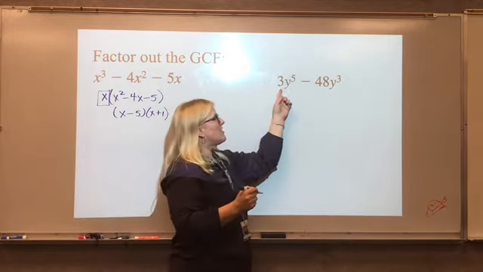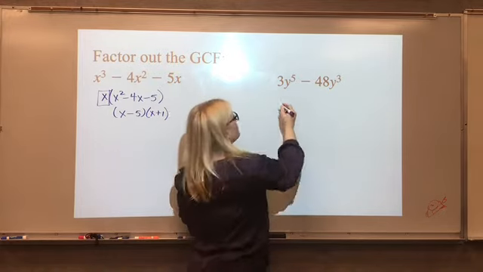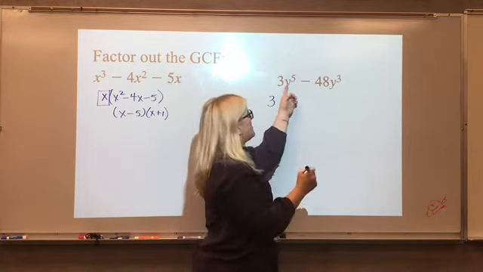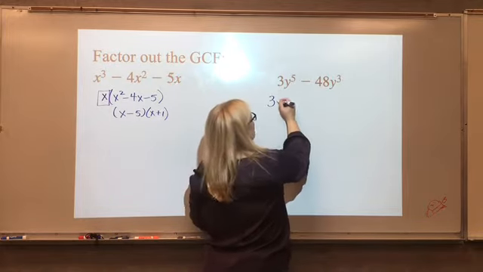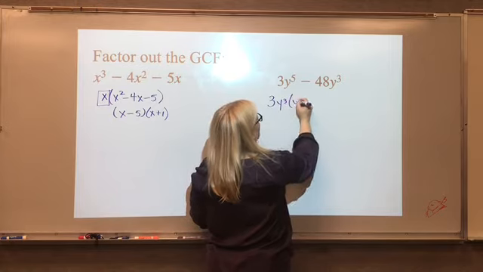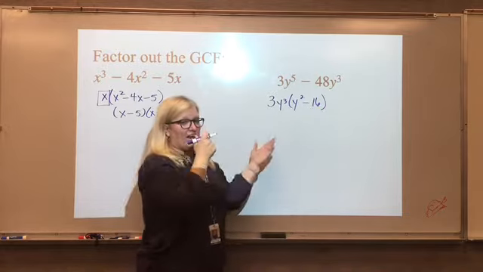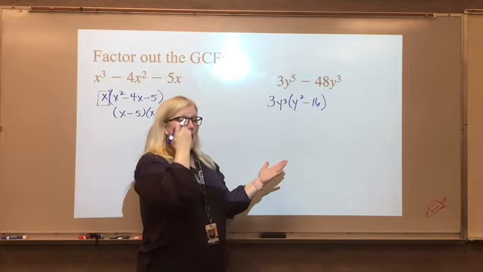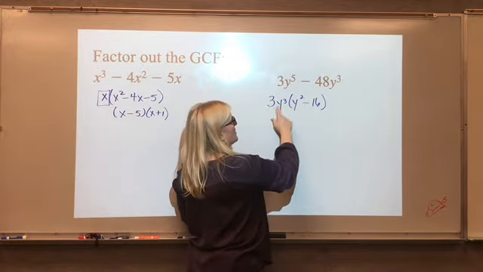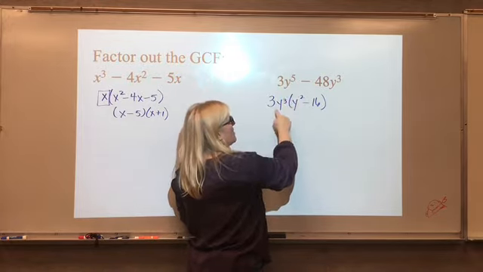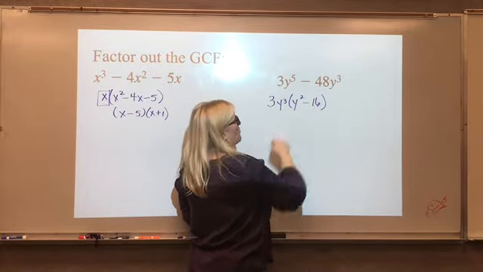Okay, over here, 3 does go into 48, goes in 16 times, so I can pull the 3 out. And I have y to the 5th, y to the 3rd. I take the smallest one, so y to the 3rd, and I'm left with y squared minus 16. And the way that I know I did this right is I can distribute and look. So 3y to the 3rd times y squared is 3y to the 5th, which I got. 3y to the 3rd times negative 16 is 48y to the 3rd.